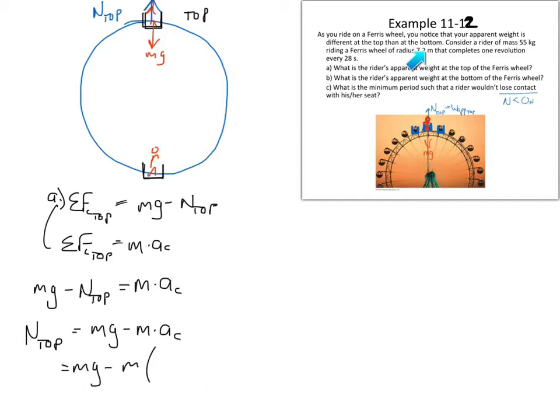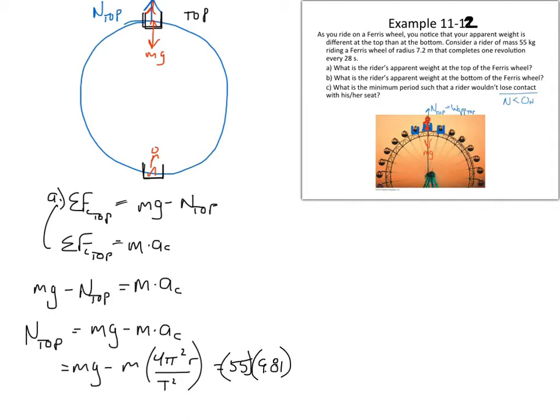Well, that would be 4 pi squared r over our time period squared, right? That is one of our equations for centripetal acceleration. Great, we have it written to solve for a normal force at the top. All we need to do is plug in what we know and solve for it. All right. The mass of our person, in fact, I could have factored that mass out, but that's all right, is what's the mass of the person? 55 kilograms. 55 times 9.81.